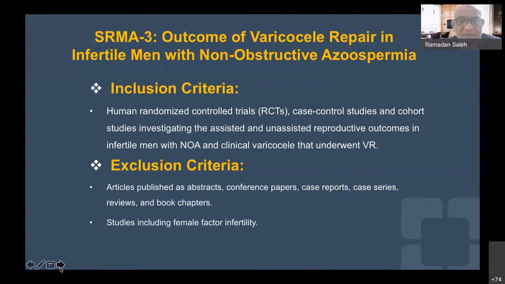Like we did in the second systematic review, we will include randomized controlled trials, case controls, and cohort studies, which are investigating assisted and unassisted reproductive outcomes in those infertile men with non-obstructive azoospermia and clinical varicocele.